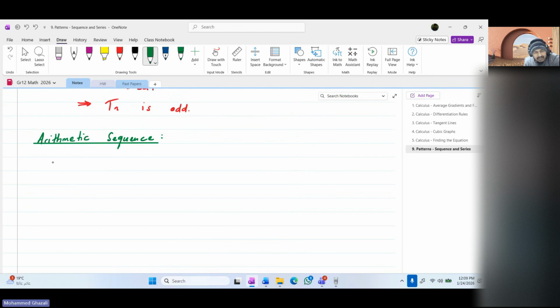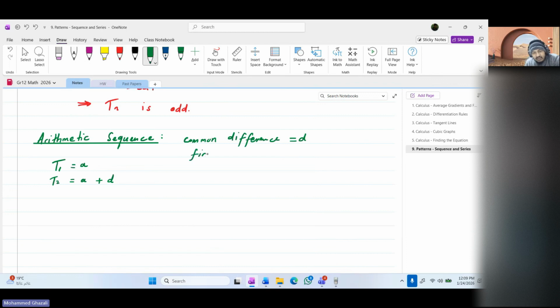So, arithmetic sequence. What you need to know in an arithmetic sequence is this. Remember, term 1 is equal to A. Term 2 is equal to A plus D, just adding a common difference. If you add and subtract values to the first term, then you get arithmetic. What is an arithmetic sequence? We have something called a common difference. Common difference is equal to D.